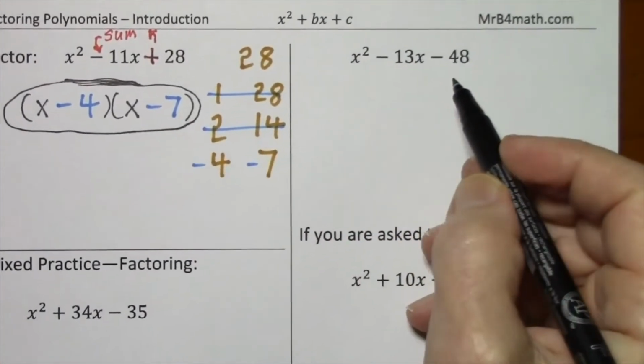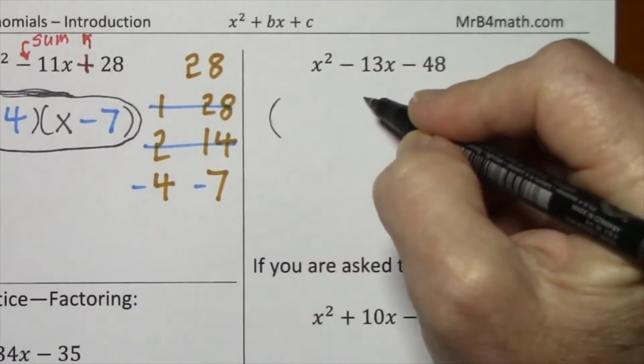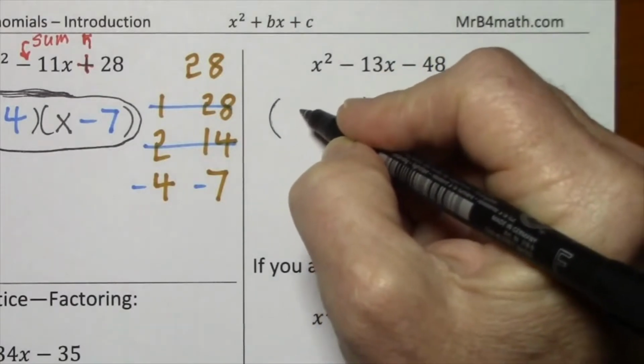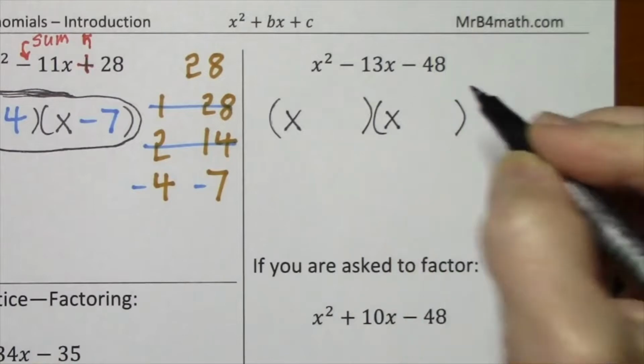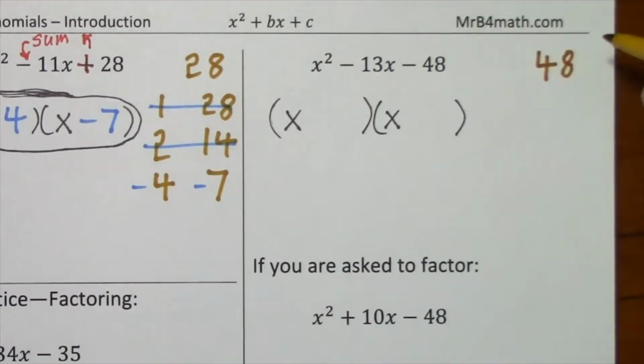Looking at the next one, if we want to factor, we're going to write it as something times something. We can take care of the x squared pretty quickly. For that 48, I'm going to list the factor pairs of 48, and I'm going to go through it fairly quickly.